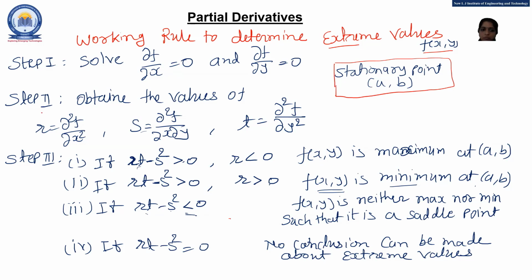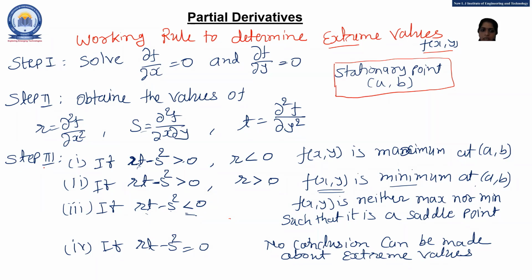Then step 2, obtain the values of R, S and T. Now what is R? R is del square f by del x square. S is del square f by del x del y. And T is del square f by del y square. This is my step 2.